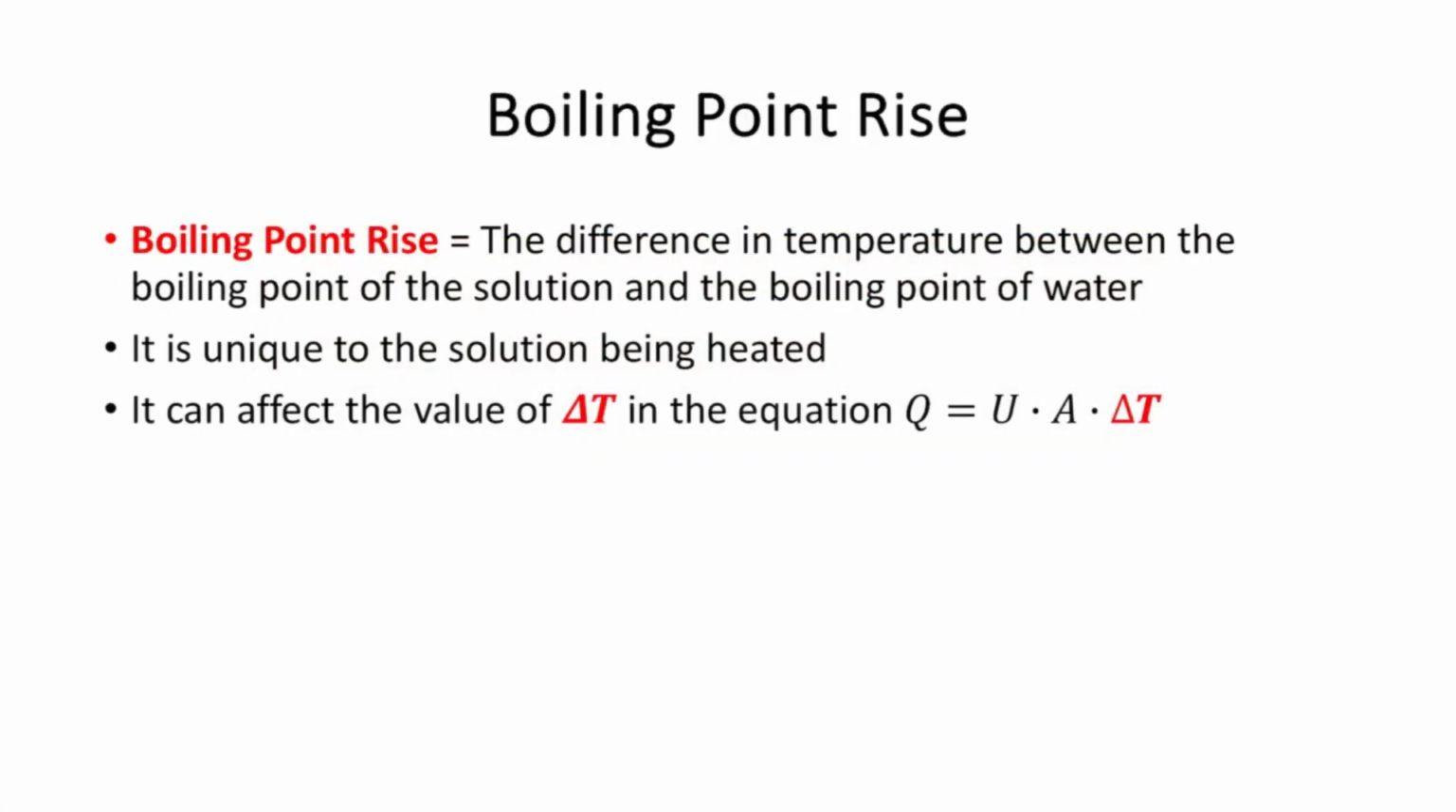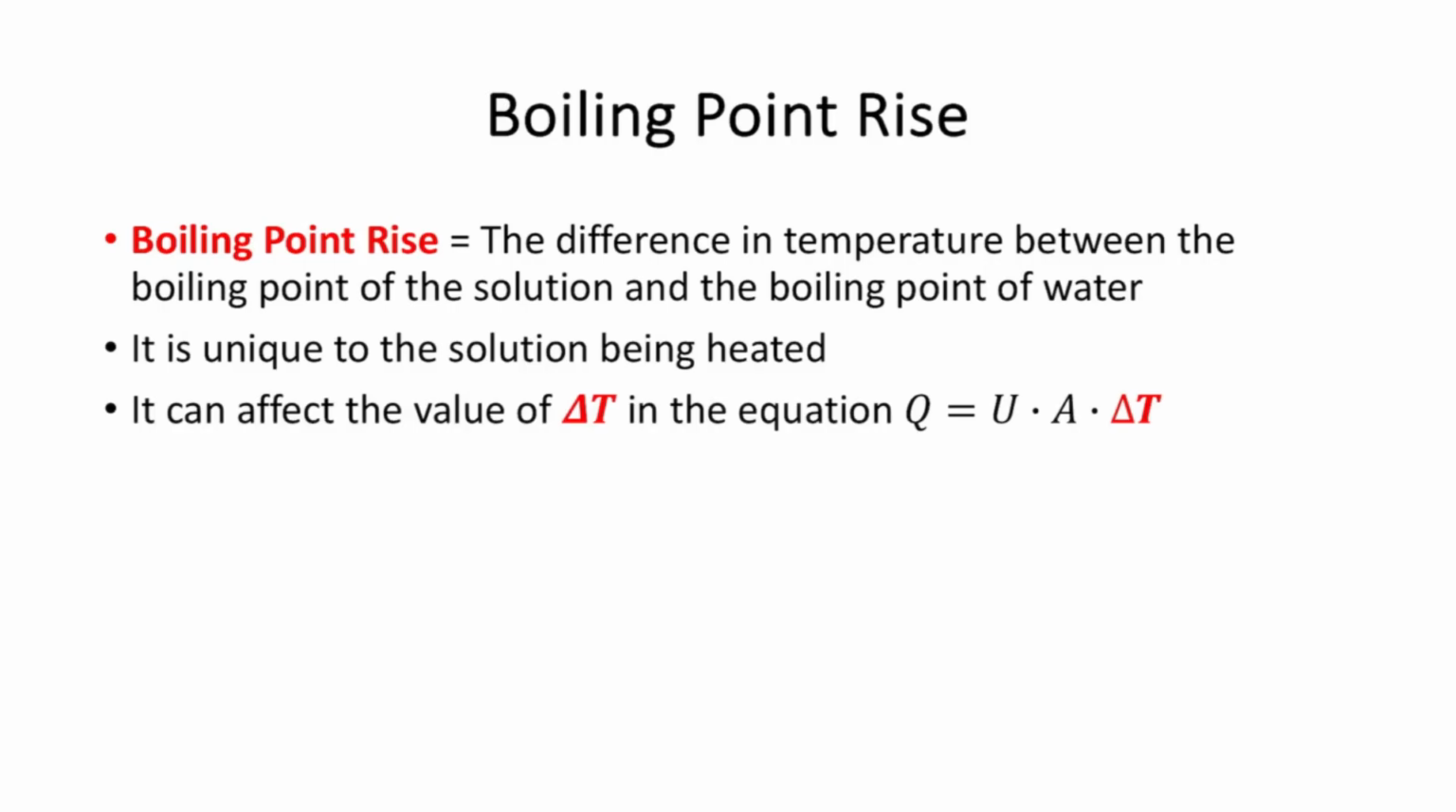A more concentrated solution will have a higher boiling point compared to the boiling point of the pure solvent. For example, a pan of salt and water will have a higher boiling point than a pan of plain pure water. This is because the solute particles in the solution cause the vapor pressure of the solvent to decrease.